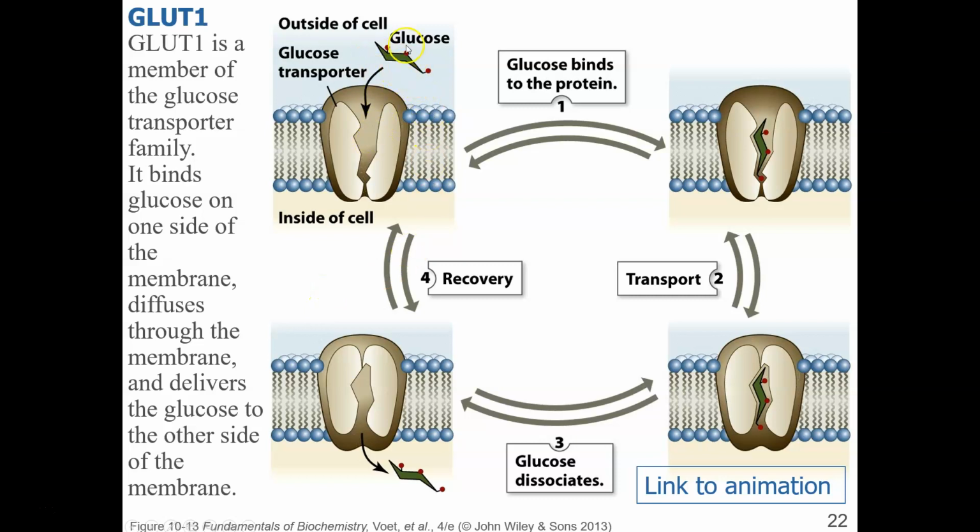And this shows glucose in its chair conformation, binding to its binding site, and then the conformational change that allows the glucose to be released on the other side. So I have a very short animation that shows this, and I like the animation because I think that this shows pretty well that there's not a flipping of the transporter in the membrane.